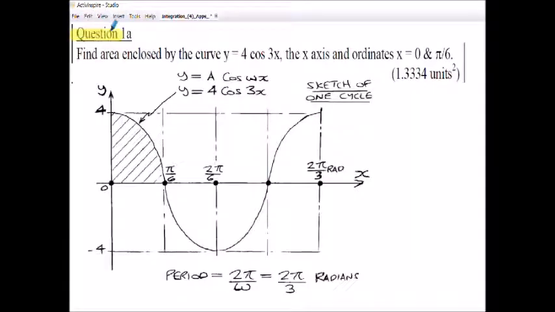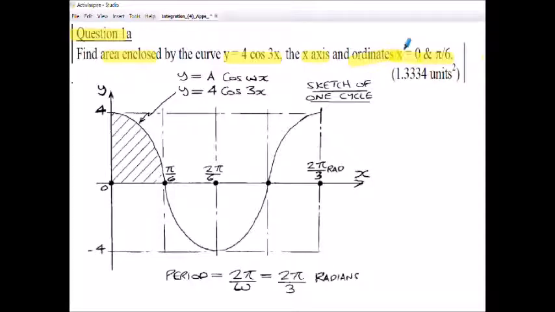Okay, question 1a here. We're asked to find the area enclosed by the curve y equals 4 cos 3x and the x-axis. And we're given some ordinates, these are basically the limits, of x equals 0 and pi upon 6. So they're obviously using radians here with the pi upon 6.